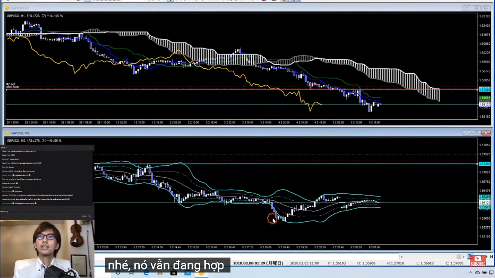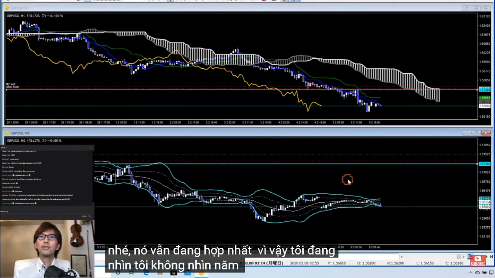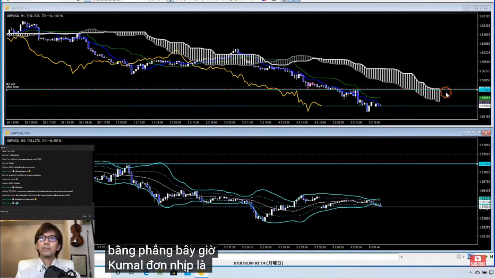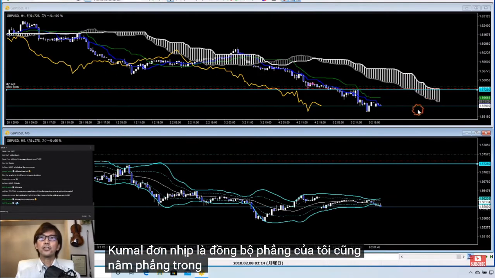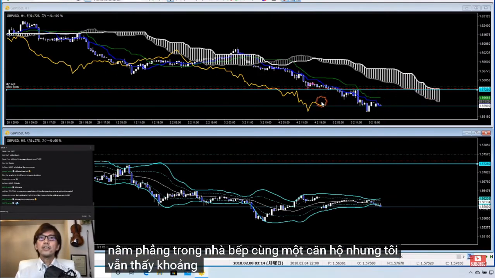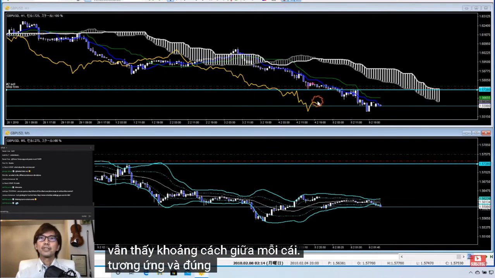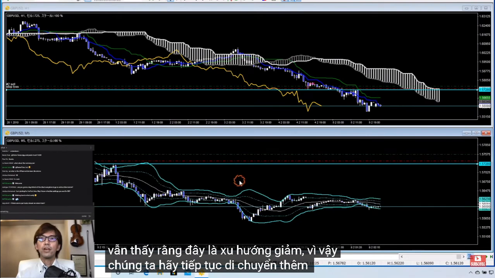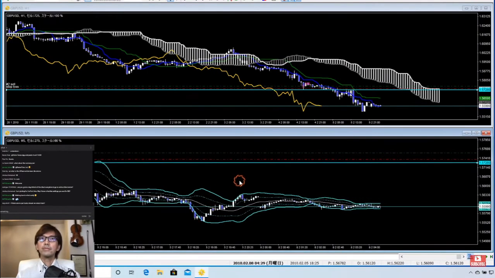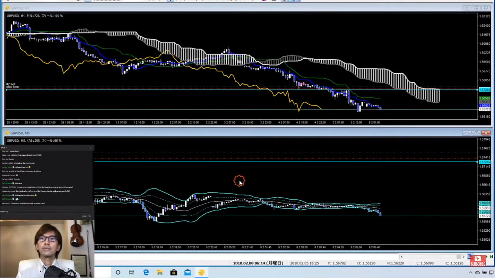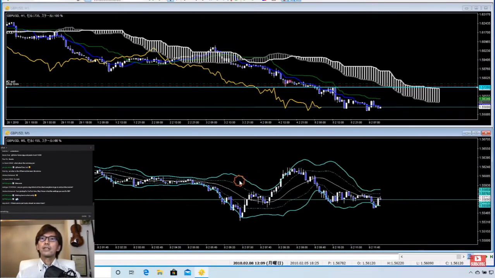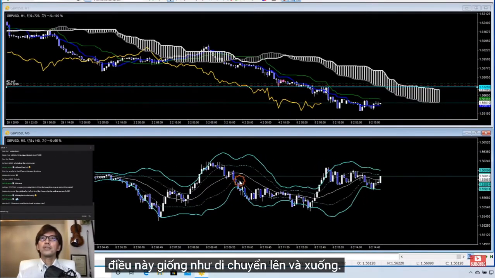Okay, it's still consolidating. I don't look at the 5 now, I look at the 1, and I see everything's flat now. Kumo, Senkou Span B flat, Senkou Span A flat, and Kijun-sen flat too. But I still see the gap between Chikou Span and price. So I still see that this is the downtrend. So let's keep rolling a bit more. Yeah, this is like moving up and down.